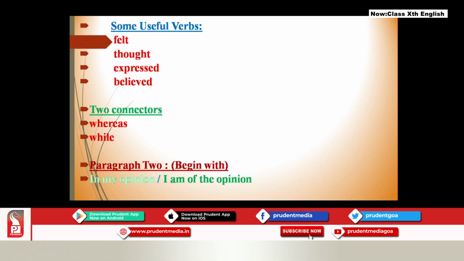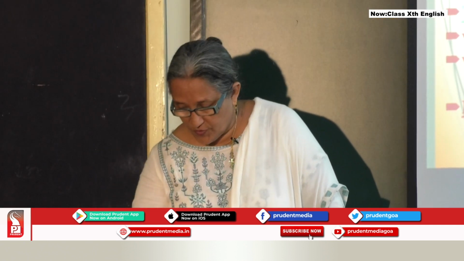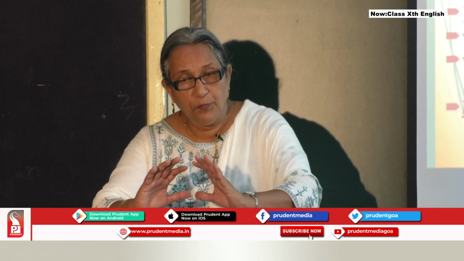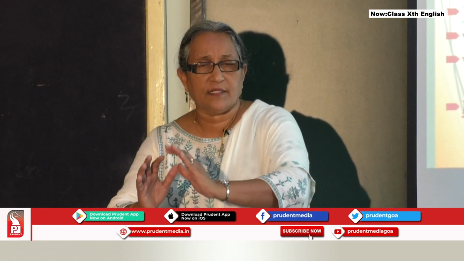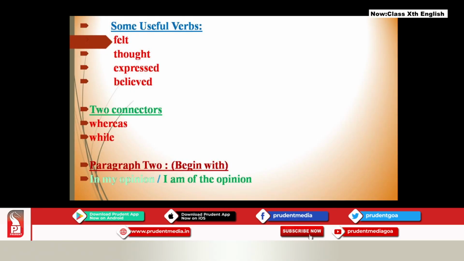And finally, children, I want to tell you, a pie chart has to be summarized in 2 paragraphs. In paragraph 1, you have to put all the results given to you of the 4 slices, A, B, C, D. And in paragraph 2, you need to give your opinion about that survey that you are given.